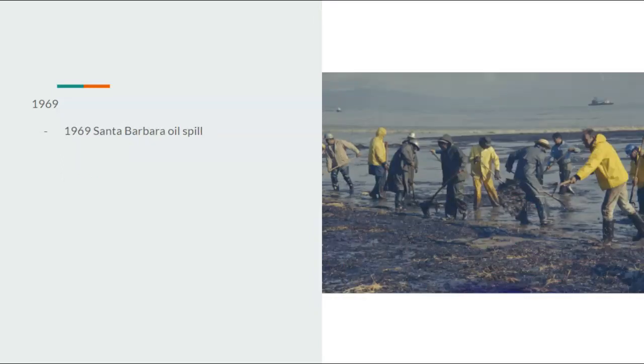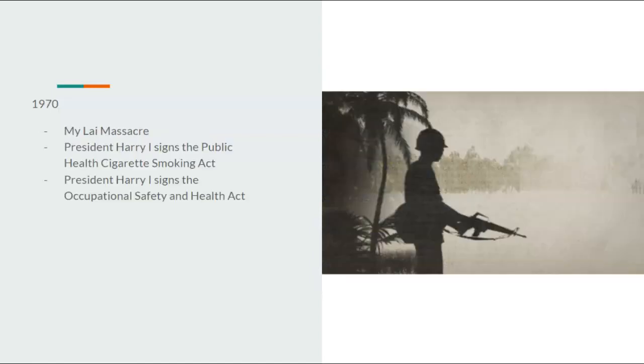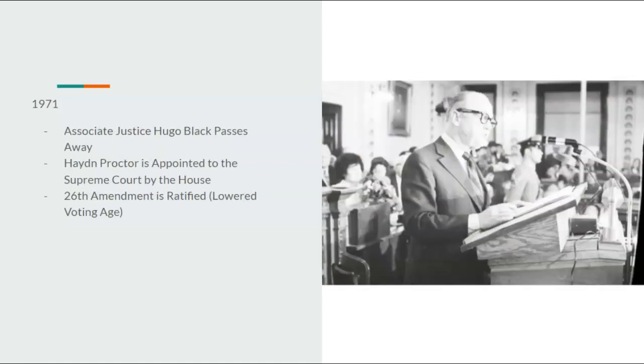Going on to 1969, we have the 1969 Santa Barbara oil spill that is pictured to the right. Going on to 1970, the My Lai massacre, pictured to the right. President Harry I would sign the Public Health Cigarette Smoking Act, as well as the Occupational Safety and Health Act, or OSHA. 1971, Associate Justice Hugo Black would pass away, and Hayden Proctor would be appointed to replace him. He is pictured to the right. As well as the 26th Amendment being ratified, which is the lowered voting age.